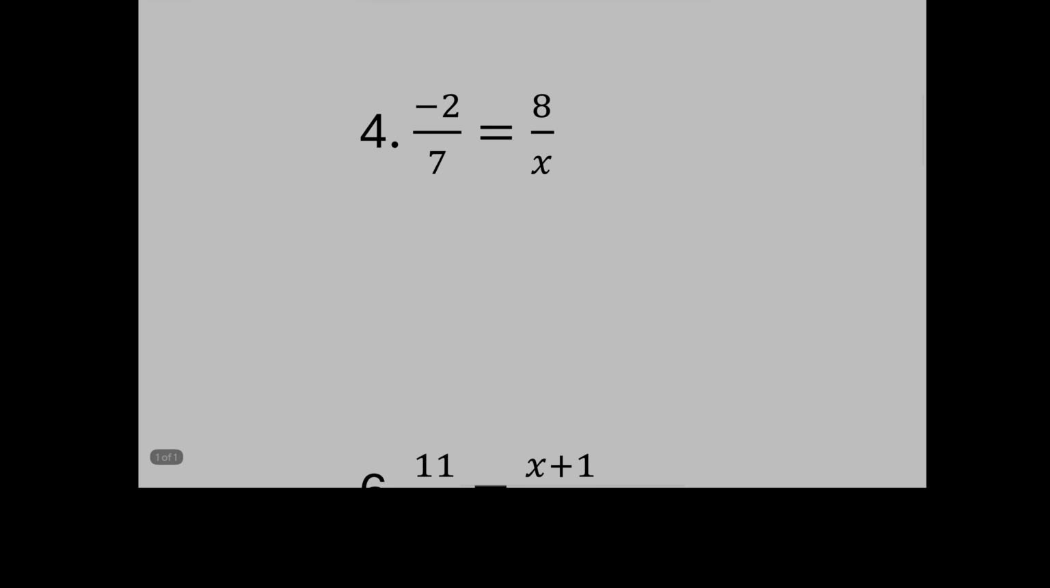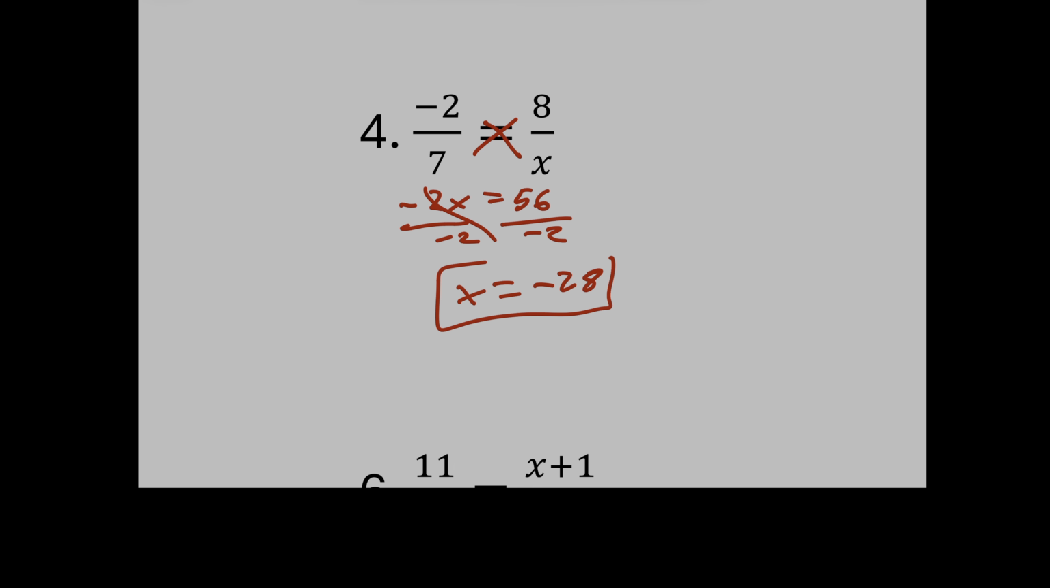All right, number 4, boom, cross multiply. Negative 2x, don't forget that negative, equals 56. Once I divide everybody by a negative 2, I'm very simply going to get x equals 28. Boom. Oh, my apologies, I have one negative, so x equals negative 28.